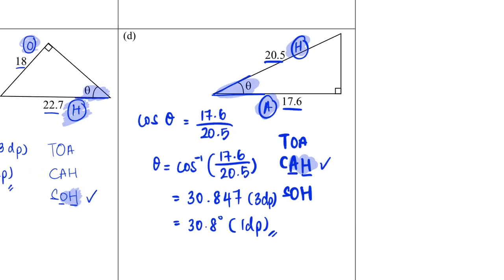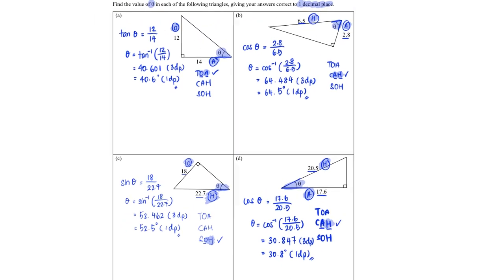And with that, that's the end of this particular video where we are trying to find unknown angles in right angle triangles using the trigonometric ratios.